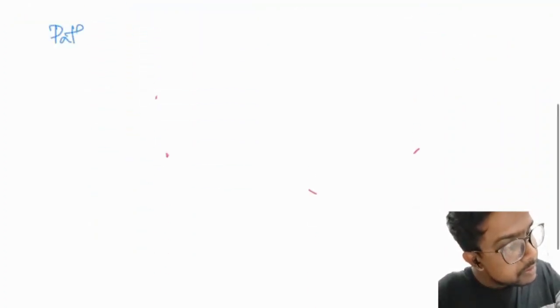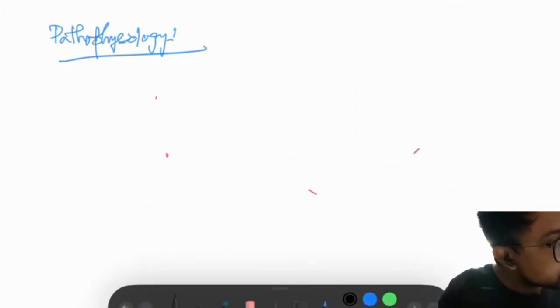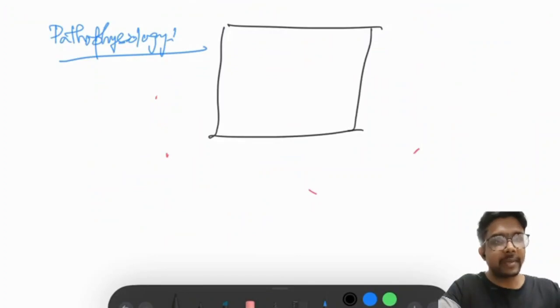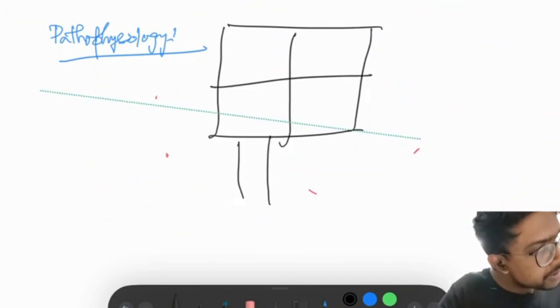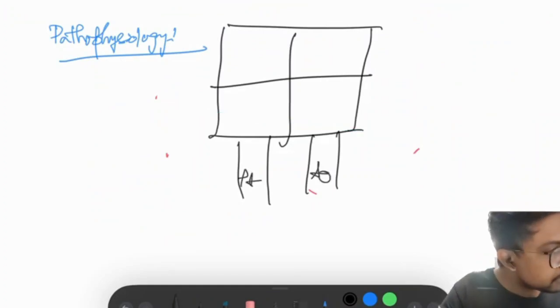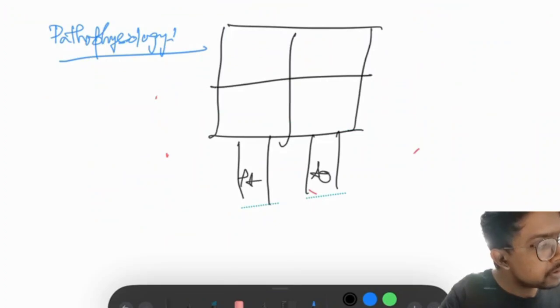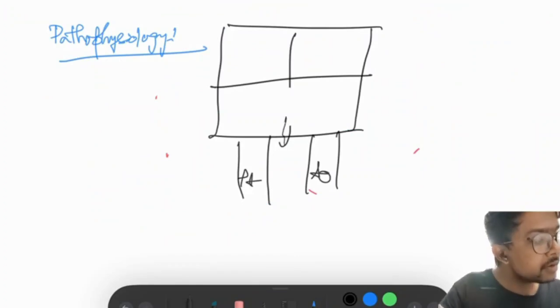Pathophysiology. I will use a different color here. Like, it is your heart. You know the names of the chambers, I will not bother here. It is the pulmonary artery, it is the aorta, and in VSD there is a gap in the interventricular septum. So here is a gap.